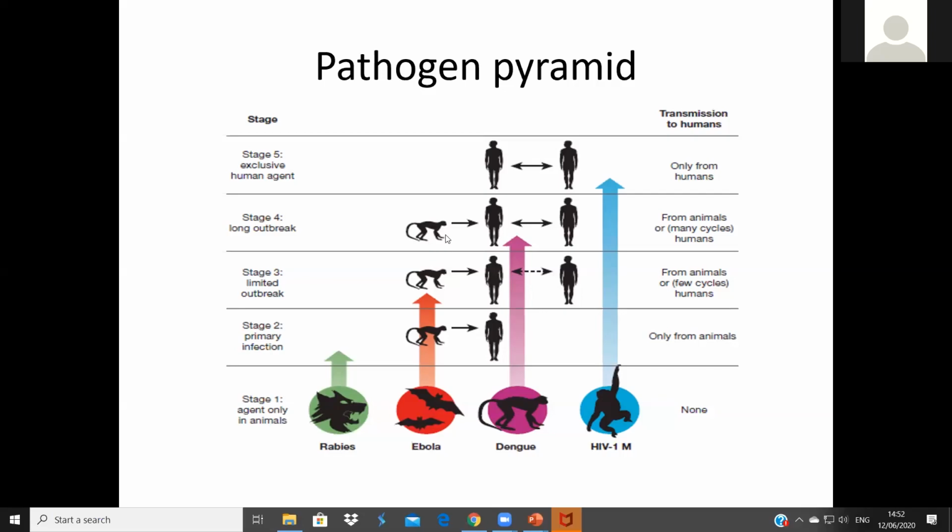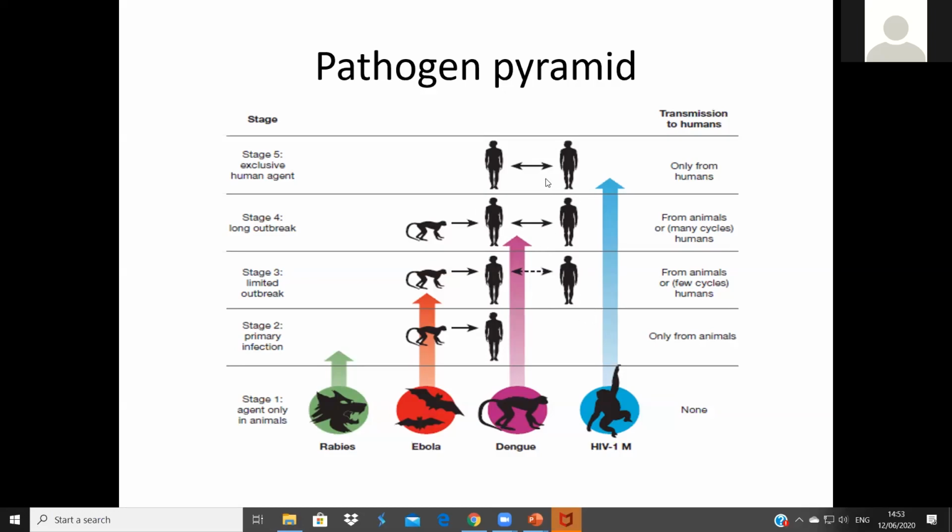Then the fourth stage is long outbreak, where the disease goes from animals to humans and ultimately starts transmitting among human beings. For example, for dengue, if the cycle is between animals, we call it sylvatic cycle, and if it goes from animals to humans and then among humans, then urban cycle. So most of the time these days we have urban cycle of dengue going on.